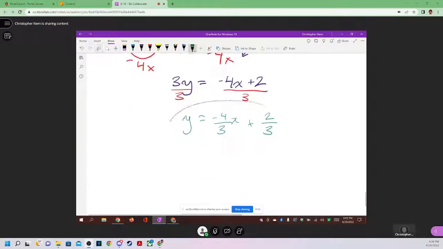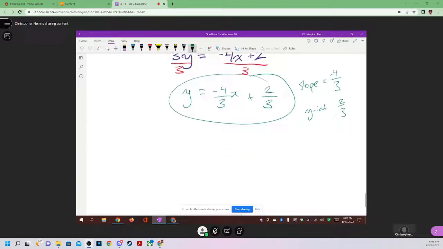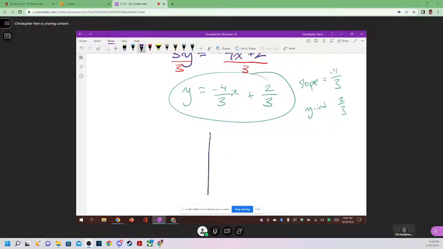Now I have an idea of my slope. Slope is going to be negative 4 over 3, and then the y-intercept is 2/3. So what does this mean? If I were to graph this out, this is a harder one to graph, but I'm going to plot the y-intercept, which is 2/3, so it's about right here. And now it's saying that this is negative 4/3.